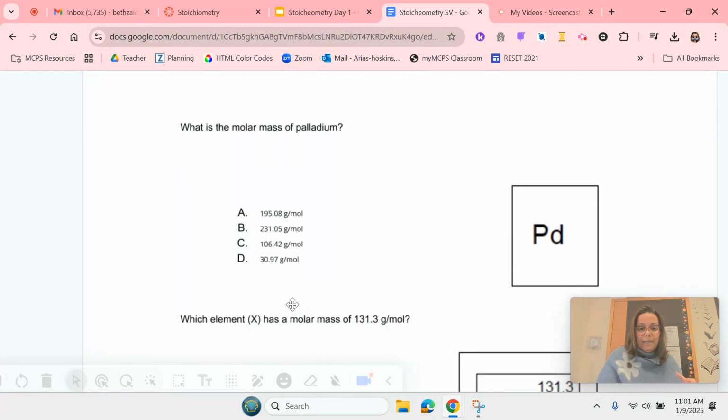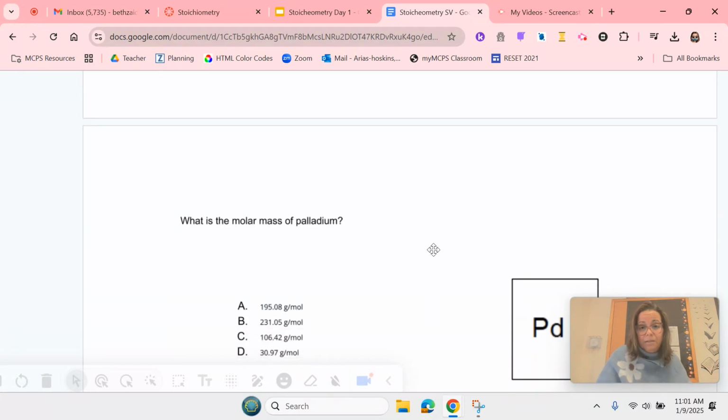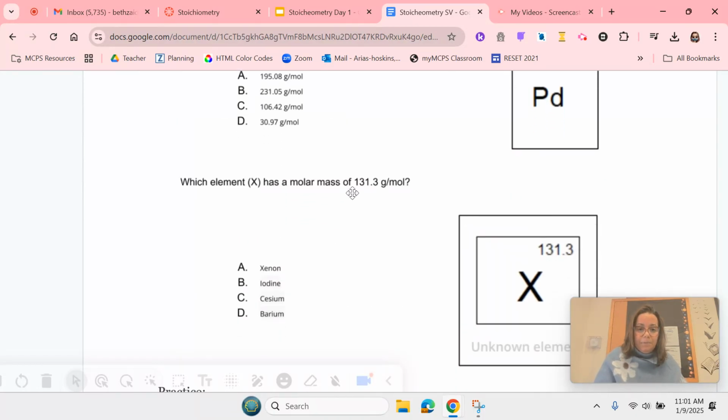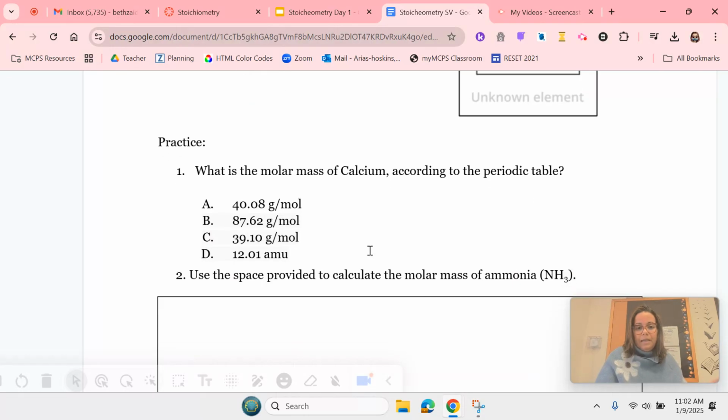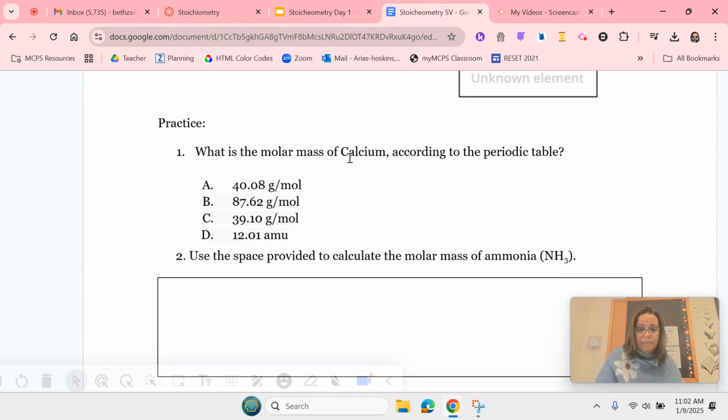In this part right here, again, what is Pd? You can Google search what is Pd in a periodic table, and it's going to show you right here the number, the molar mass or the atomic weight for palladium. It's pretty much the same here. What is X? You're going to go to the periodic table and find the element for X. Now, in here it's asking you what is the molar mass of calcium according to the periodic table. So you're going to go to the periodic table and try to find the atomic mass or the molar mass for calcium. Okay, and it's a given part right here, guys.